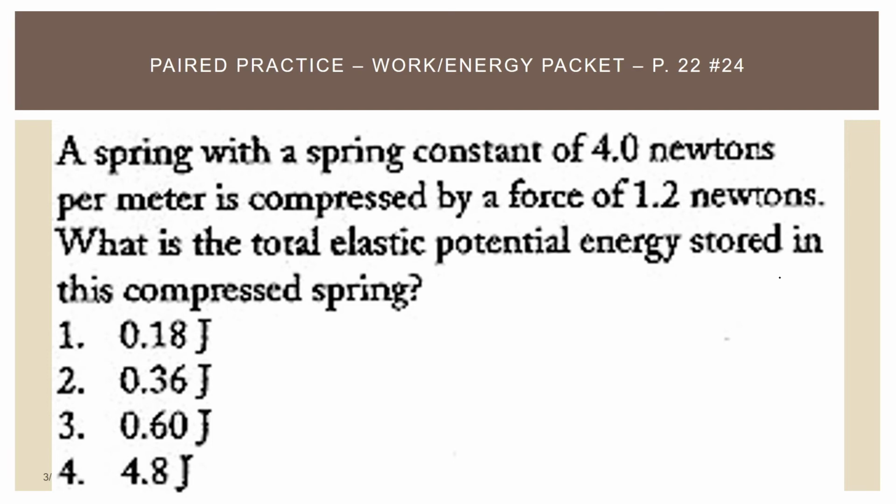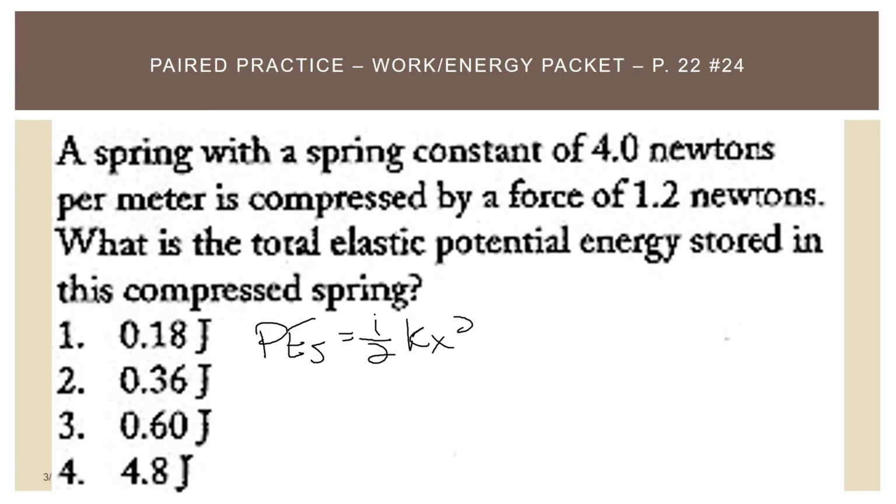what you're given, what you're looking for, what equations relate them, etc. This question says a spring with a spring constant of 4.0 newtons per meter is compressed by a force of 1.2 newtons. What is the total elastic potential energy stored in this compressed spring? Okay, cool. It doesn't seem that crazy. They're asking for the elastic potential. And the equation is 1/2 kx squared.